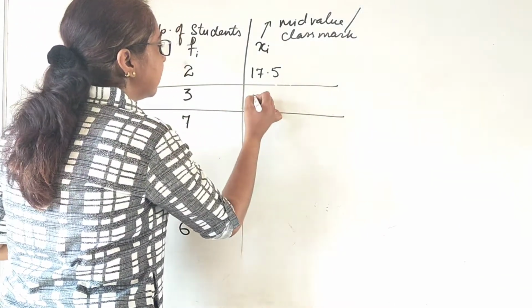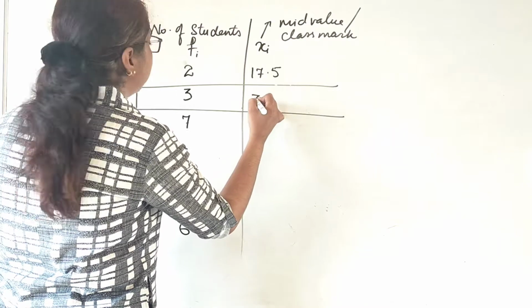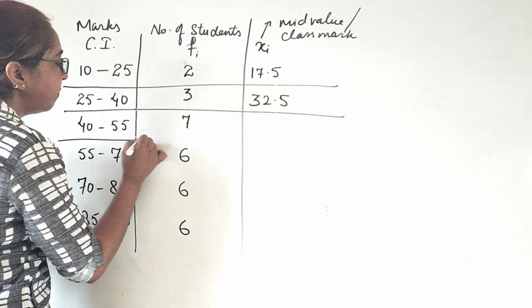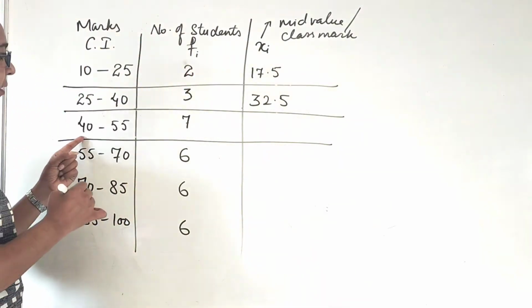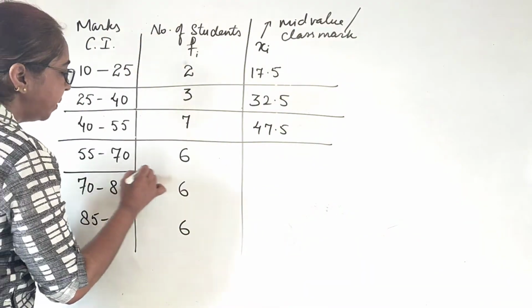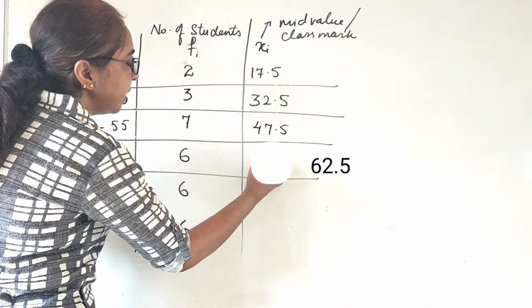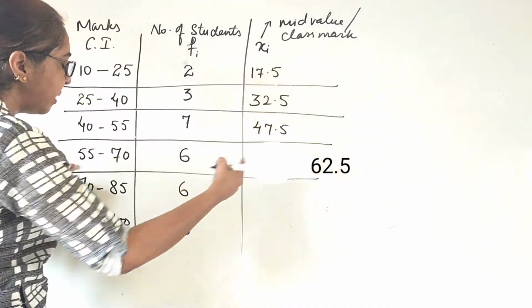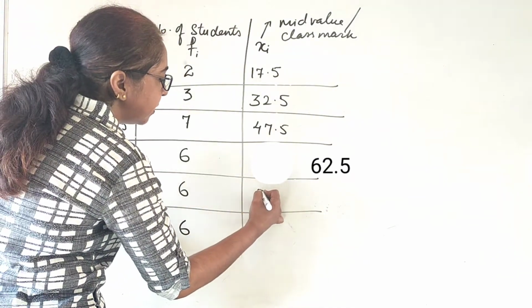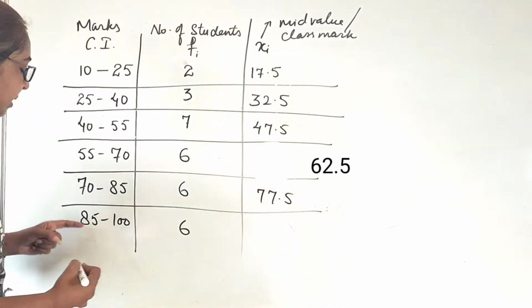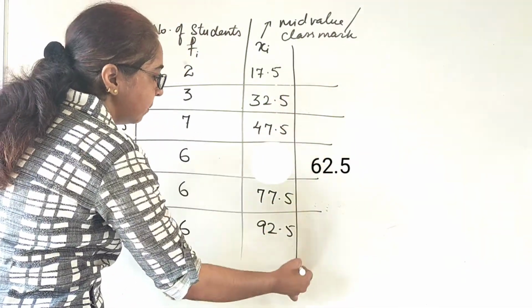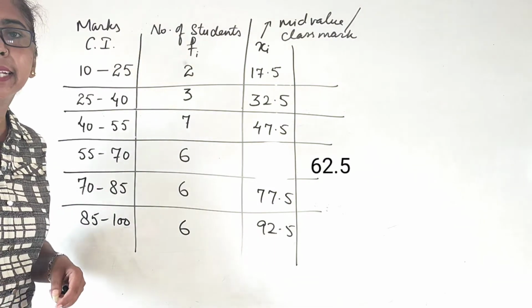In the same way, if you want to find the mid value from 25 to 40, that will be 32.5. And in the same way, the mid value of this interval will be 47.5. Now you get the midpoints easily, 52.5, because the gap is the same. So you can guess it, or you can find it. This will be 77.5 and this will be 92.5. So these are the values of xi.